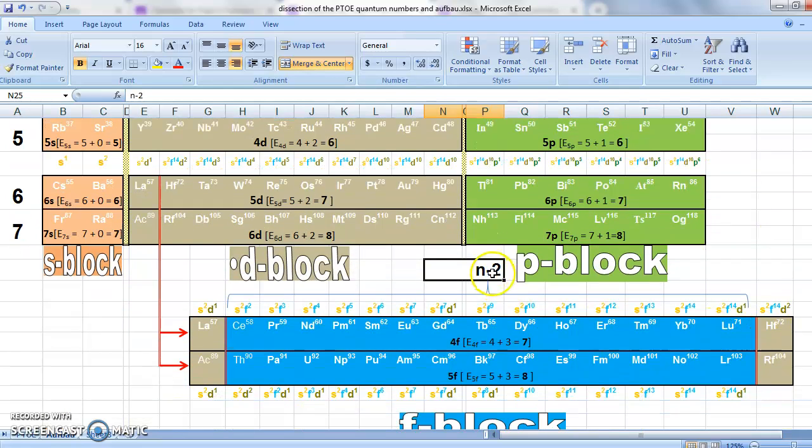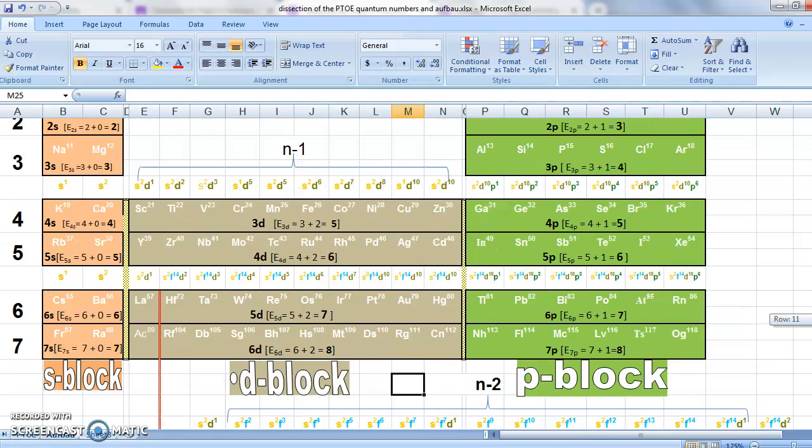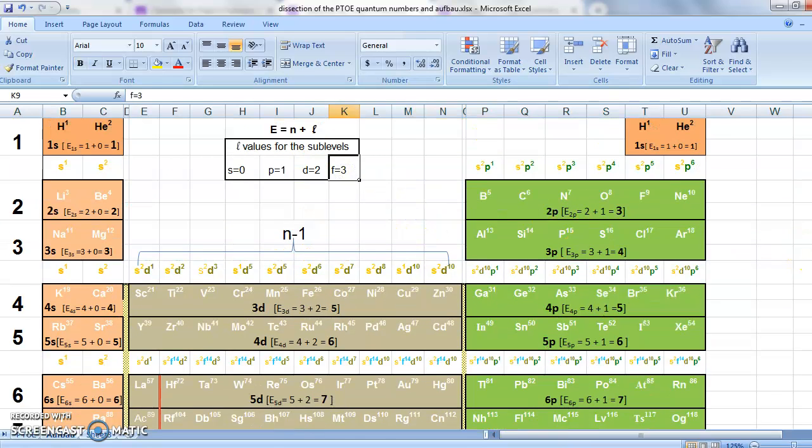Why do they write n-2 above the F block? Because this is the 6s. The number corresponds there. This is the 6p. But this is the 5d, n-1. 6 minus 1 is the 5d. Why do they write in n-2 above the F block? Right here, n-2 above the F block. 6 minus 2 is 4. The 4F gets filled after the 6S, again because of energy. When you're in the F, your second number is a 3.